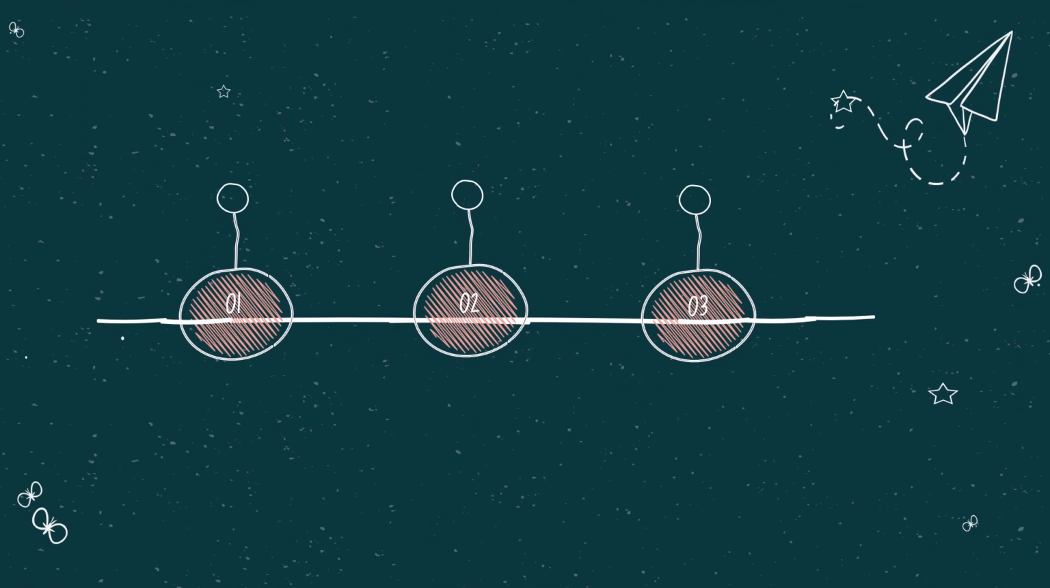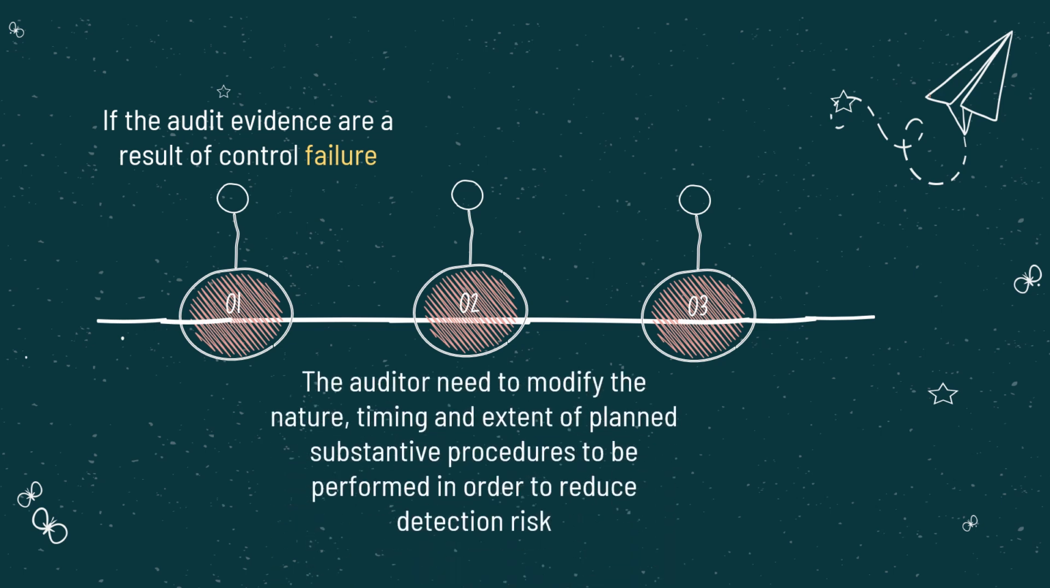Next, this slide explains what the auditor can do if audit evidence from prescribed control based on test of control for the sales and cash receipt transaction shows a control failure. The answer is the auditor needs to modify the nature, timing, and extent of planned substantive procedures to be performed in order to reduce detection risk. So audit risk will be under an acceptable level.